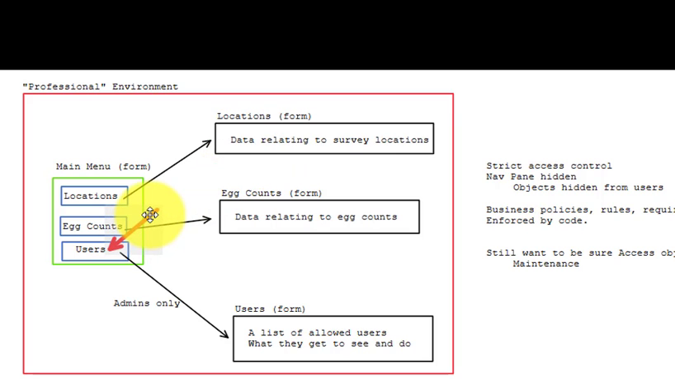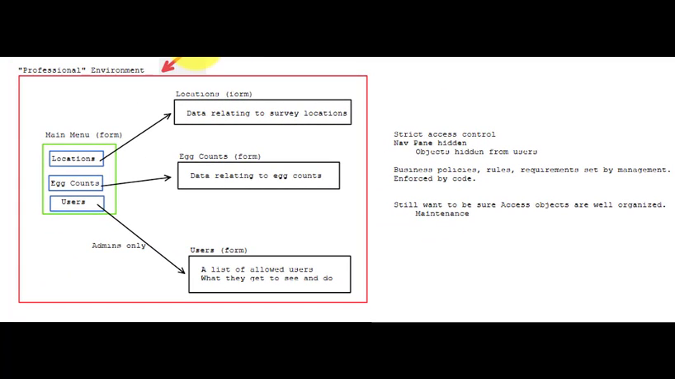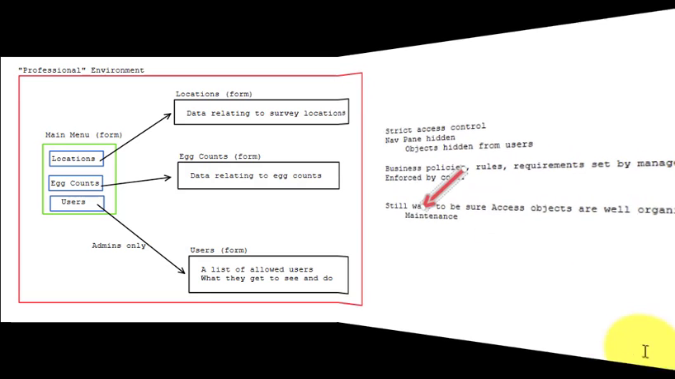You might imagine a situation where this button called Users is only available to admins only, so that there's code behind that button. So when that button is pressed, if you're not an admin, you don't see this form. So what we're saying is that business policies, rules, and requirements are set by the management, and they're enforced by code. That would be a professional environment. You as the manager want to be sure that Access objects are well organized internally. It's a maintenance issue. So for that reason, it's good to know about the navigation pane.